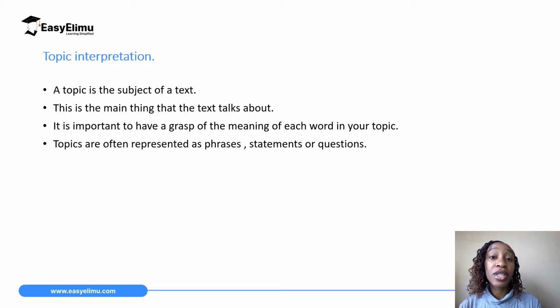So we are going to start with the topic interpretation. So the topic is the subject of your text. It is the main thing that your essay talks about. That is what we call the subject. And when you see the topic, it is important to understand exactly what it means. The topic could be a sentence, it could be one word. If it is more than one word, it is important to understand each word, what does it mean, so that you're able to start writing down your essay. And topics can be statements, they can be phrases, they can also be questions.